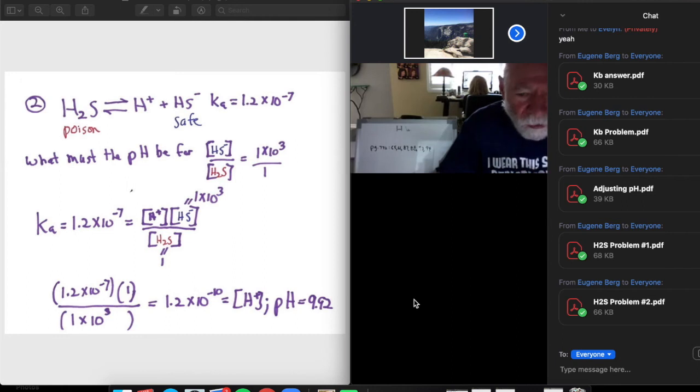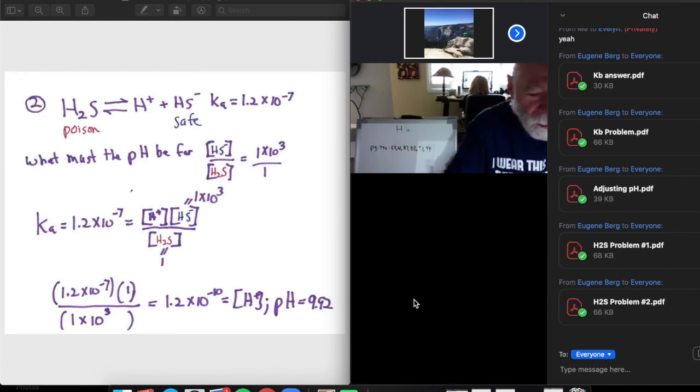Now again, what's really cool about this is we're right at equilibrium. So look at the mass action expression. K sub A, which is 1.2 times 10 to the minus 7, is equal to products over reactants. So the equilibrium concentration of the H2S is going to be 10 to the third, and the HS is a ratio of 1. Okay, so we want to solve for pH. How do you do that? Solve for the hydrogen ion concentration.